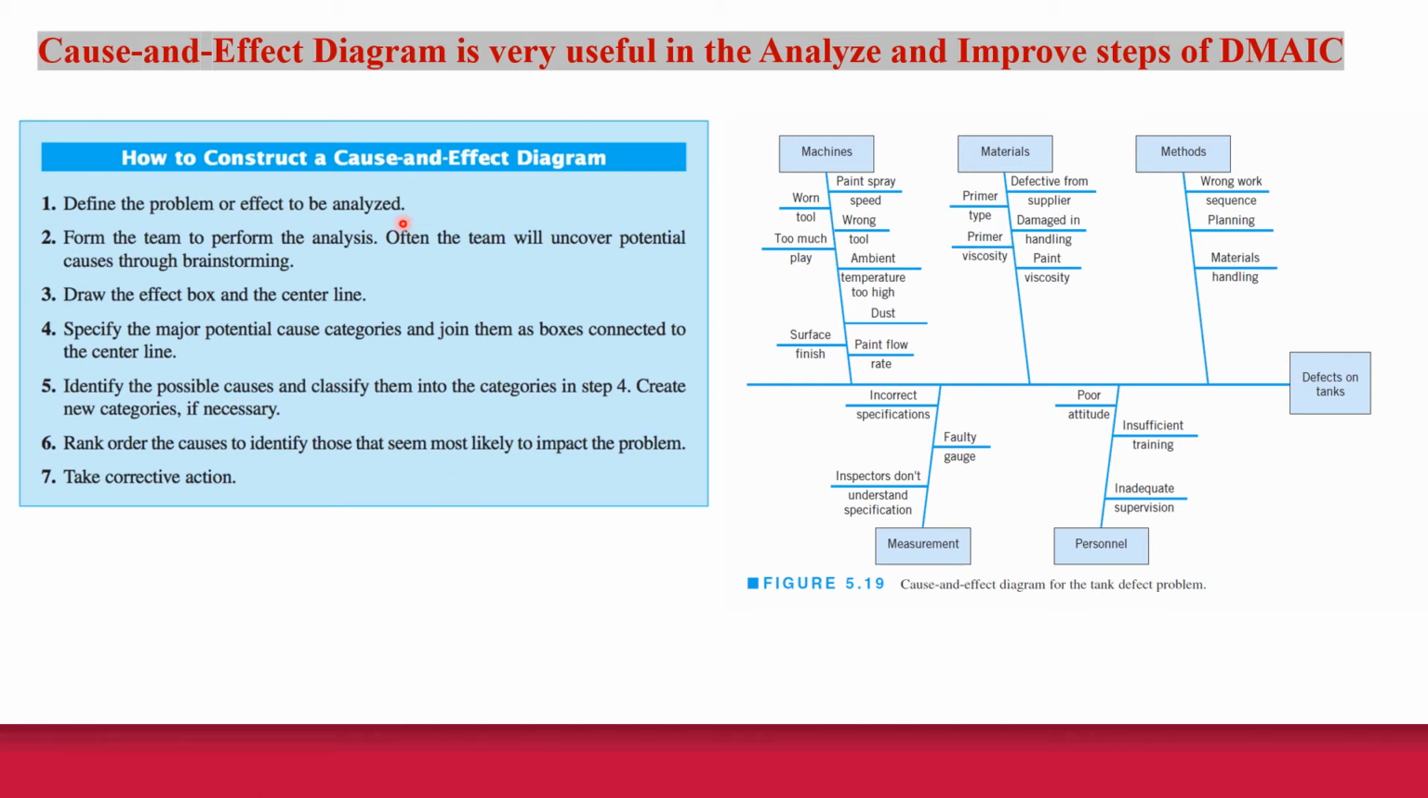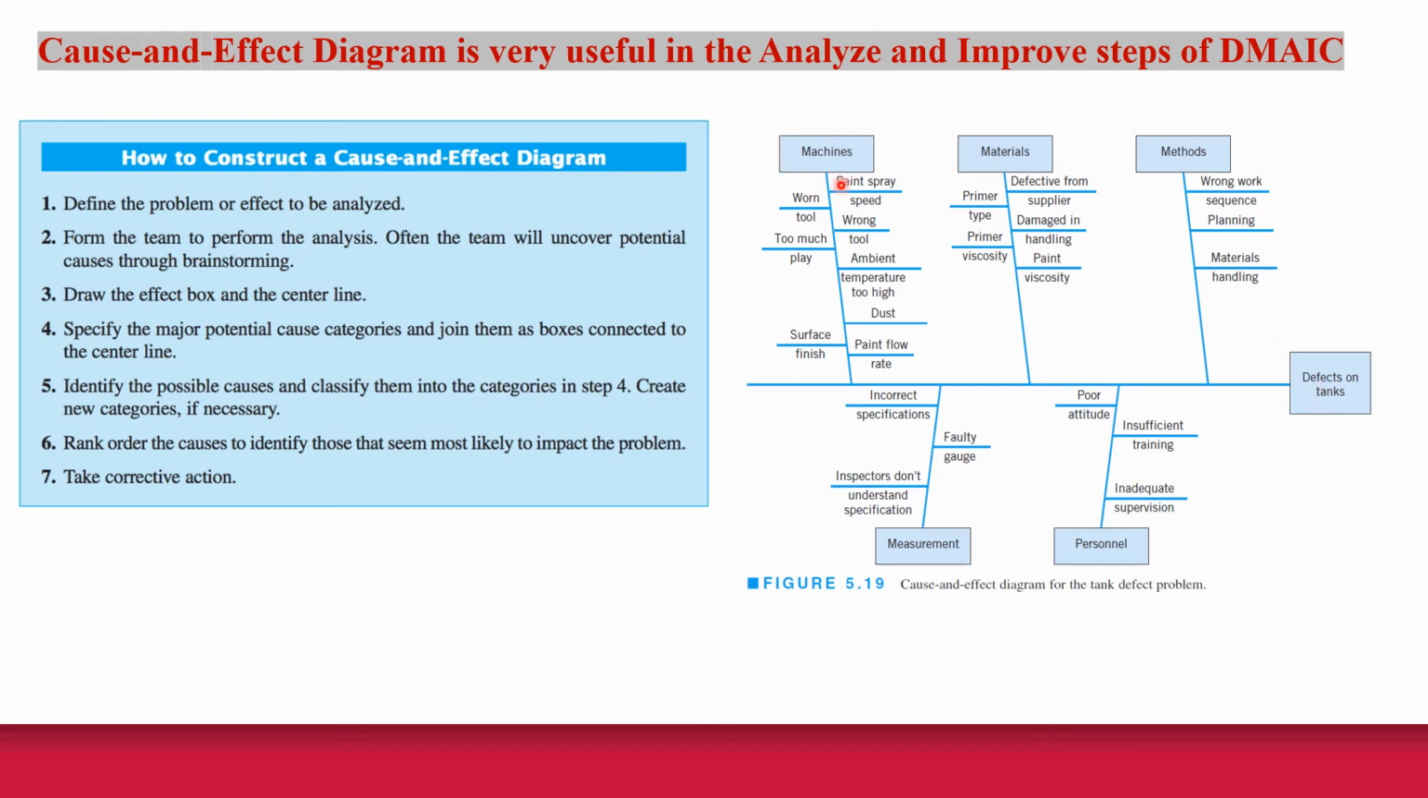The steps to construct the cause and effect diagram our book lays out. First you want to define the problem or effect to be analyzed. Usually you form a team to perform the analysis. Often the team will uncover potential causes through brainstorming. They'll just sit around and talk about what do we think is causing the problem here. Then they'll draw what's known as the effect box and center line. So they'll draw this center line and list what the defect is, defects on tanks. That's our problem. So they'll identify the possible causes and classify them in categories.